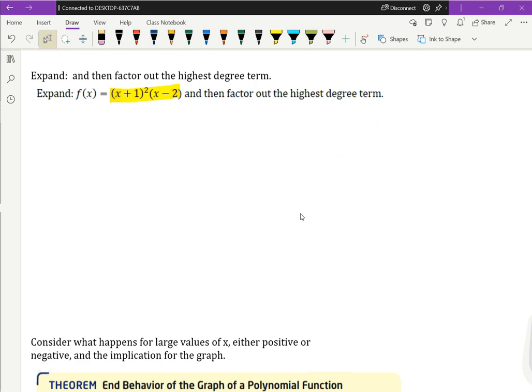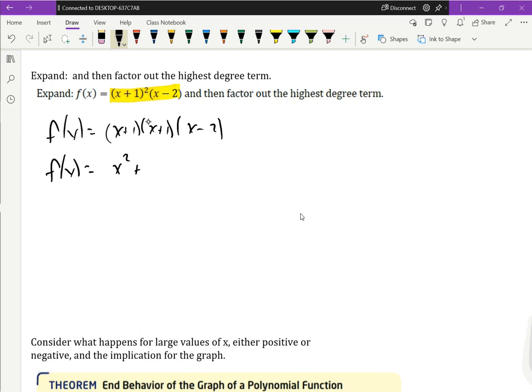So let's go ahead and expand this. So let's see, our f of x equals x plus 1 multiplied by x plus 1 multiplied by x minus 2. Further, these first two terms would be x squared plus an x and then another x, so it's going to end up being 2x and then a plus 1. And we're going to again multiply by our x minus 2. So I'm going to multiply x squared times x is x cubed. X squared times minus 2 is minus 2x squared.